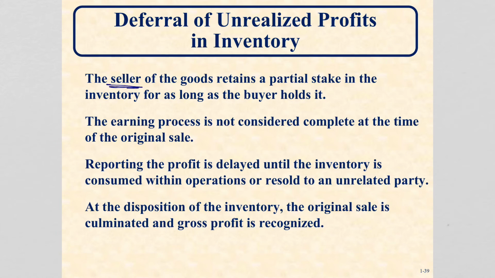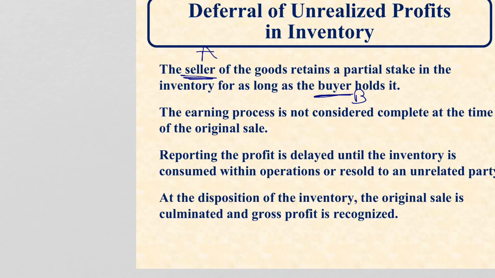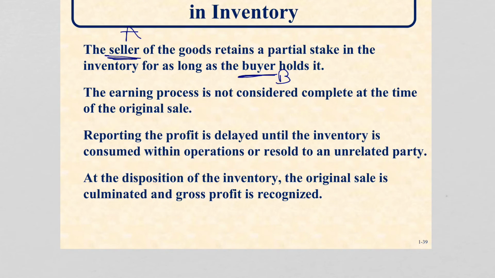The seller of the goods retains a partial stake in the inventory for as long as the buyer holds it. That's A in our example is the seller, B is the buyer. It could be reversed if it's upstream. A to B is a downstream. Remember that. The earnings process is not considered complete at this time. I think I did a job of explaining that to you until the stick figure, the outsider, gets it. So reporting the profit is delayed until the inventory is consumed within operations. That's one way. Or resold.